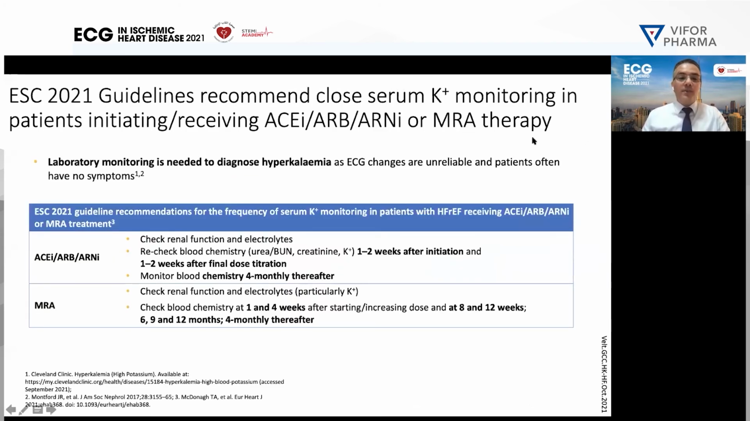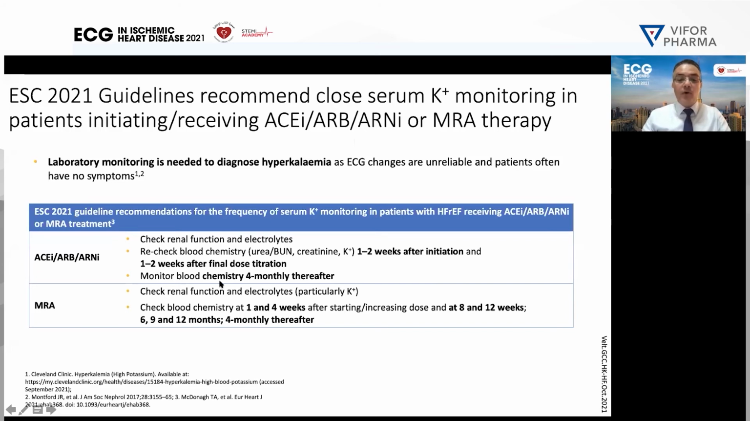Here are the recommendations for the laboratory monitoring of serum potassium when you use the RASi inhibitors. In 2021, the guideline recommended that we check the renal function and electrolytes when we start the ACE inhibitors, ARBs or ARNIs. We have to recheck the blood chemistry, urea, blood urea nitrogen, creatinine, serum potassium, 1 to 2 weeks after initiation, and 1 to 2 weeks after final dose titration.